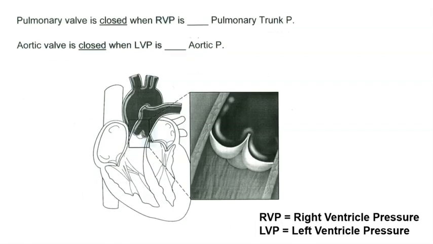So on the other hand, the pulmonary semilunar valve will close when the pressure in the right ventricle is less than the pulmonary trunk pressure, and the aortic semilunar valve will be closed when the left ventricle pressure is less than the pressure that is observed in the aorta.